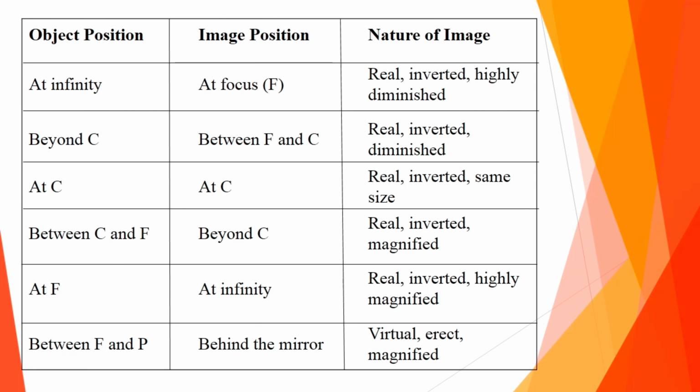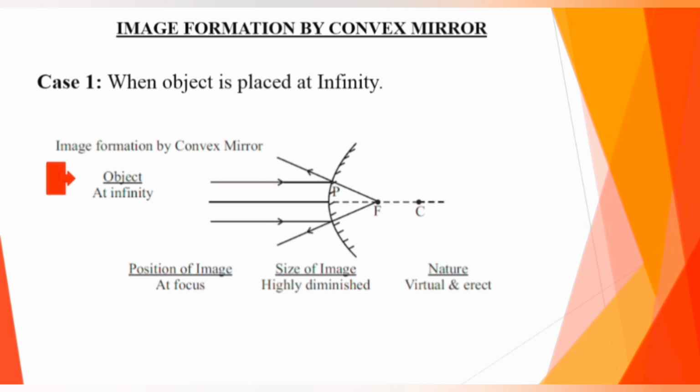So next is about the diverging mirror, that is the convex mirror. When the object is placed at infinity, what happens? When the object is very far away, that is infinity, the rays coming from it are parallel to the principal axis. These rays reflect off the convex mirror and appear to diverge from the focus behind the mirror. So the image formed will be at the focus, behind the mirror, the nature is virtual and erect, and the size is highly diminished.